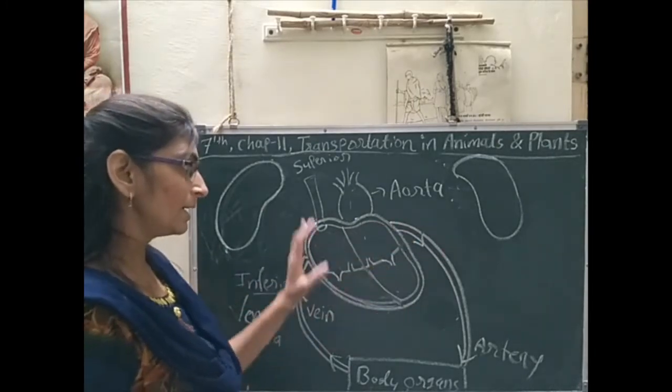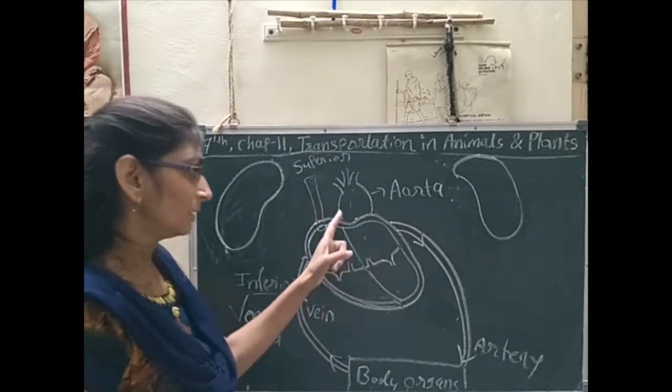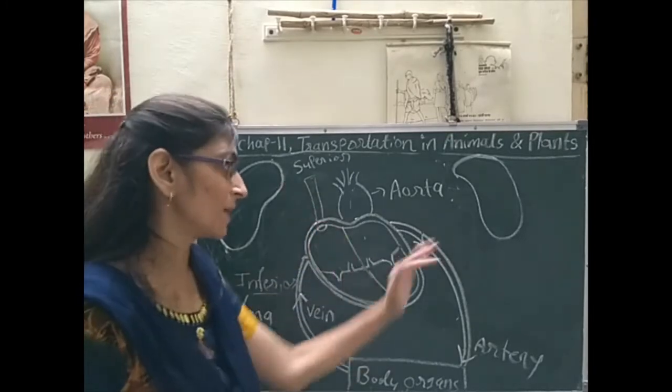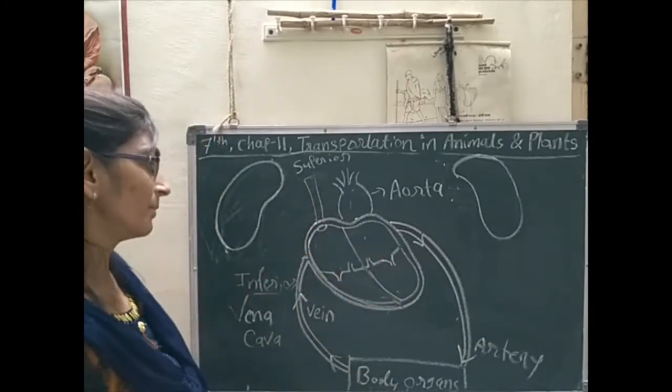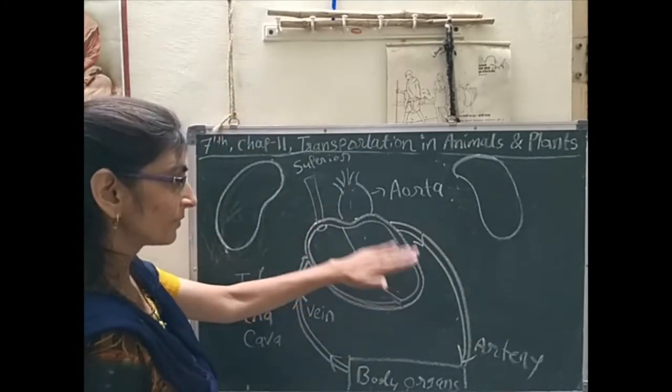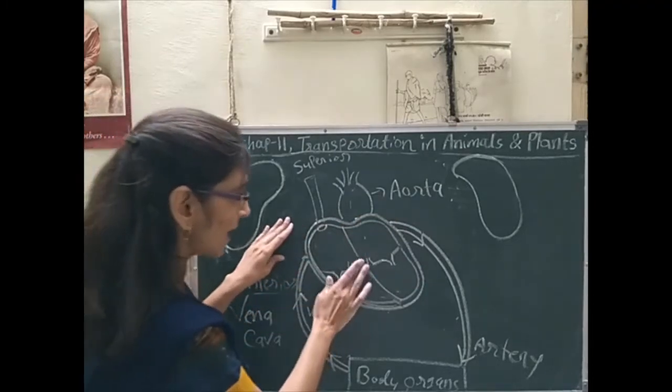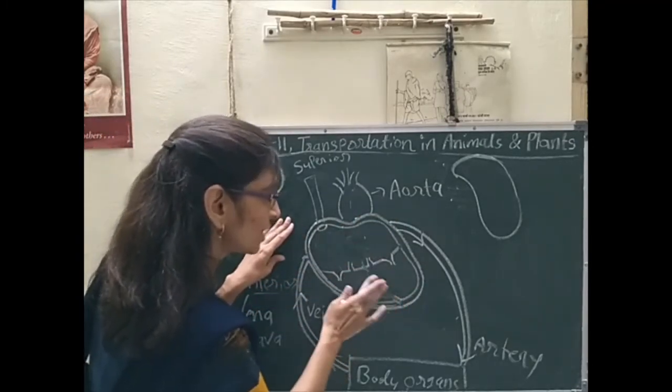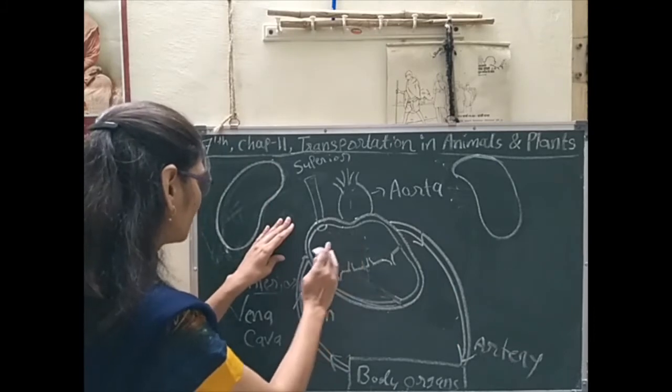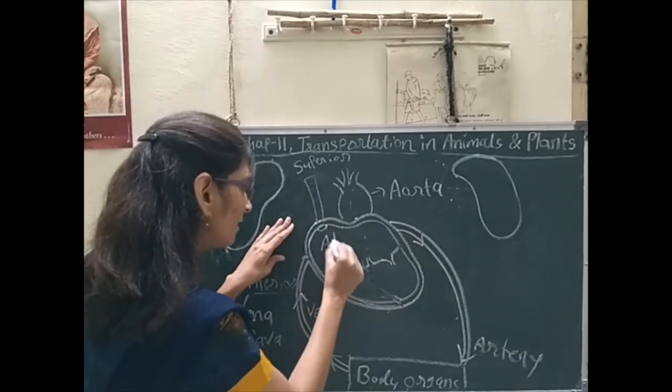Again, what is the internal structure of the heart? It is divided into 4 chambers. The upper part, suppose at first it is divided into only 2 chambers. So this is atria.